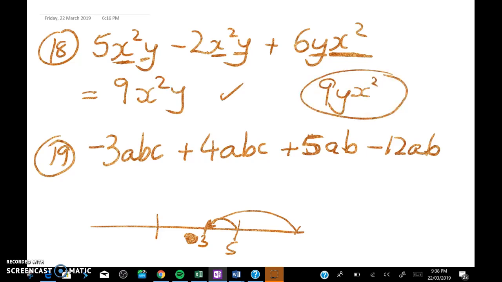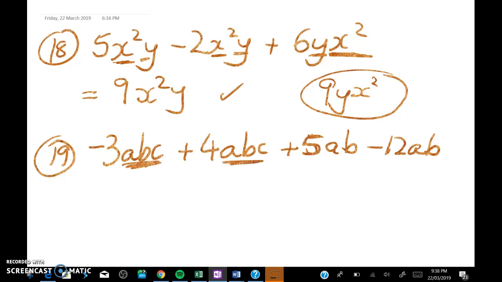Right, here's the last one. So make sure you're pausing the video and trying it before I go through it. Okay, I've got ABC here, ABC here, then I've got AB here and AB here. So those colours show me the like terms. Negative 3ABC plus 4ABC gives me 1 lot of ABC.